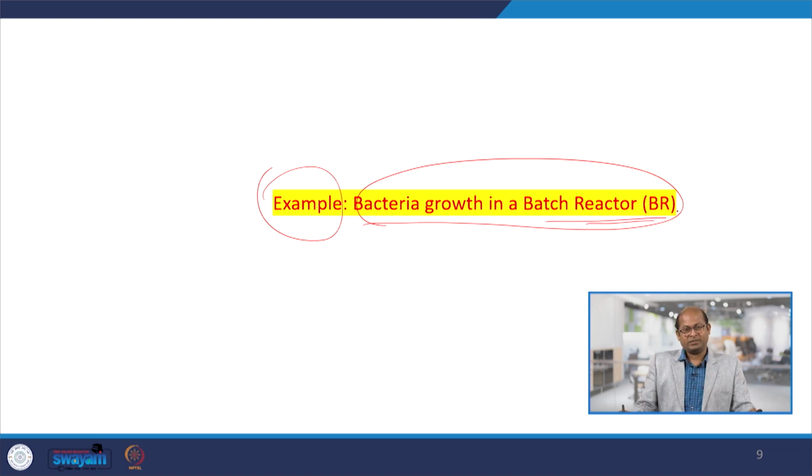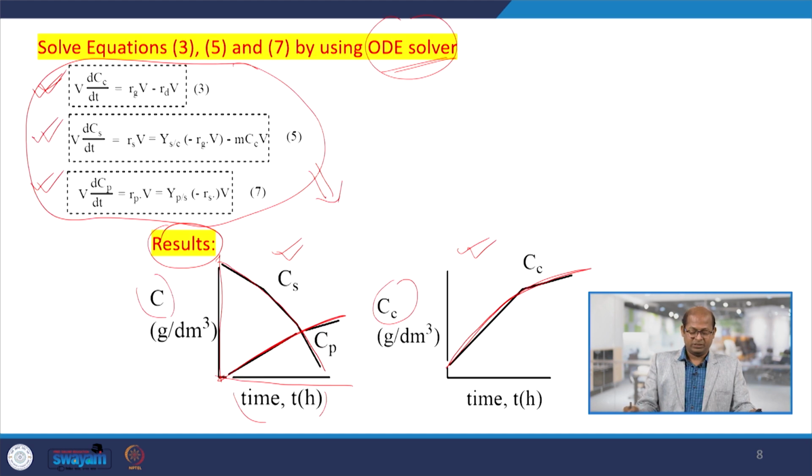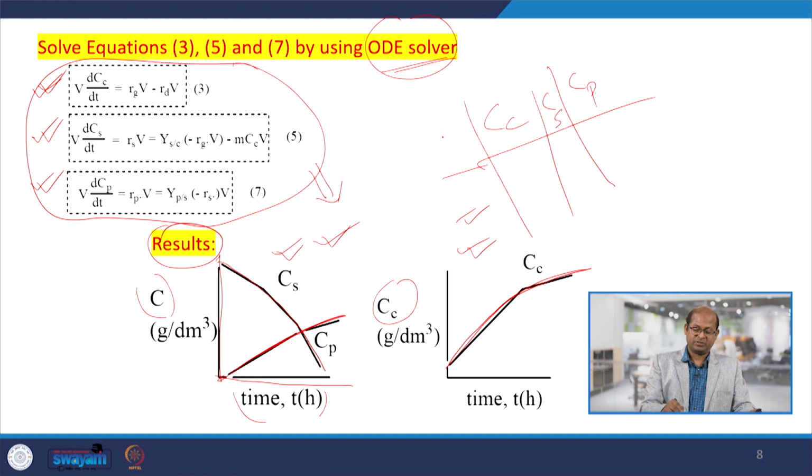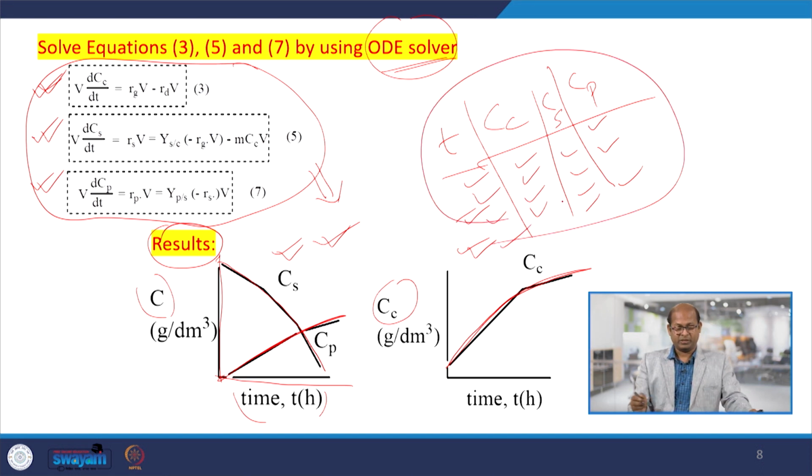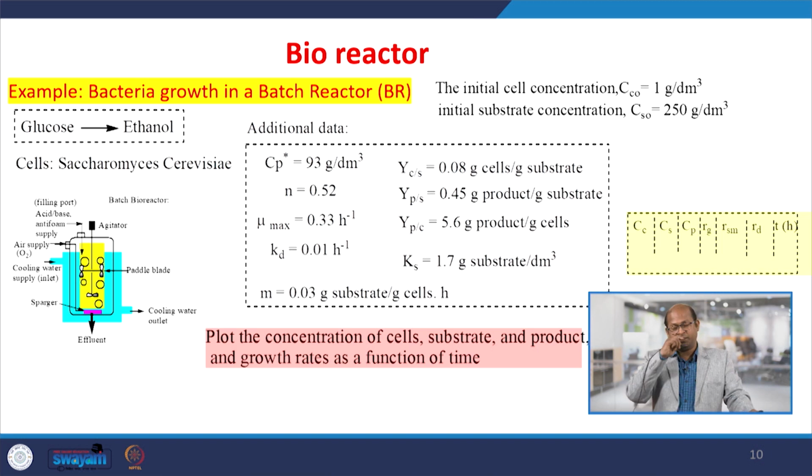So, considering these are the equations, how can we find out these plots, or concentrations, you can say the concentration of the cells, the concentration of the substrate, and the concentration of the product with respect to time? How can we find out this theoretical data based on experimental results, and also validate it? Okay. So, these are the things we will discuss.